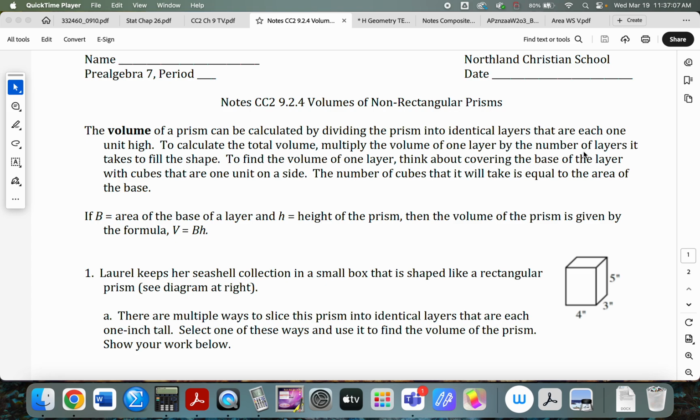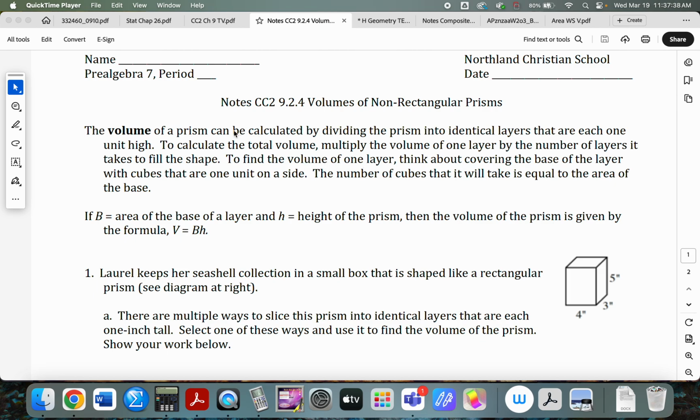So today we're going to talk about how to find volumes for non-rectangular prisms. We actually kind of started that idea yesterday. For a rectangular prism, some of you may have learned the formula length times width times height, right? But the problem is that doesn't work if it's not a rectangular prism. In other words, if not every face is a rectangle, that's never going to work. So we'd like to learn something more general.